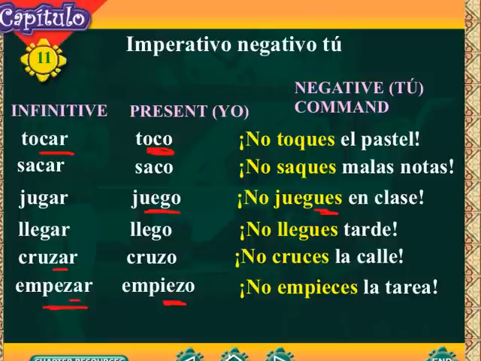But you also need to spell change the Z to a C. No empieces la tarea. No empieces.